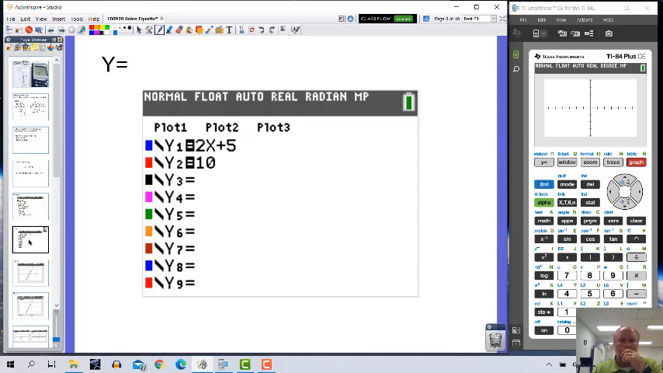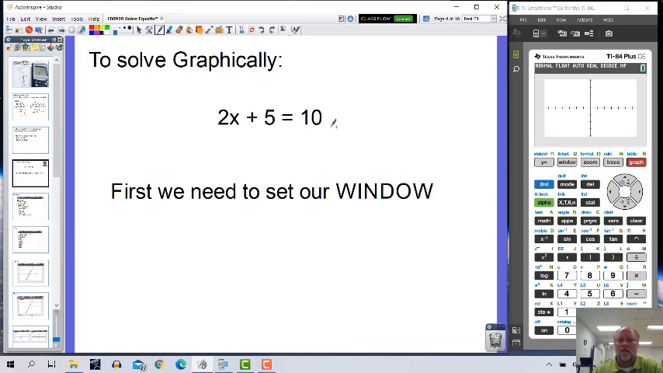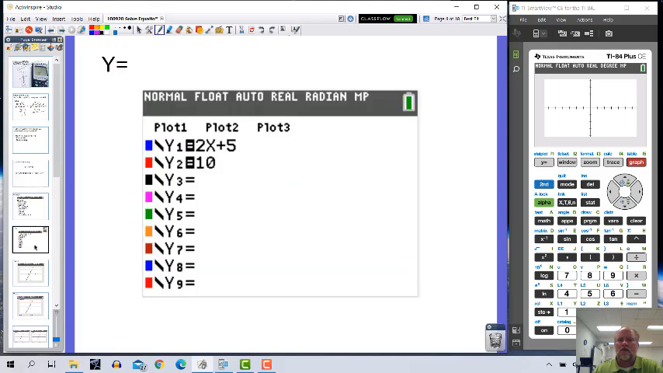The next thing we're going to do is press our y equals button, and look at the two sides of this equation. This 2x plus 5 is one side, which we call an expression. The 10 is another side, which we also call an expression. In our calculators, we're going to set them equal to each other.